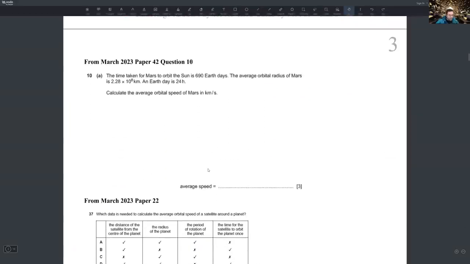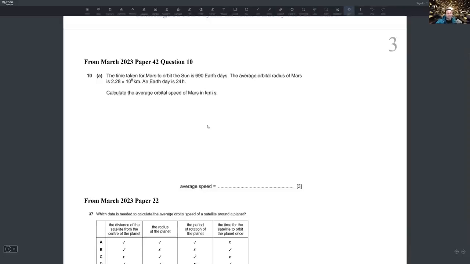The time taken for Mars. Wait, Ahmed. I said if the orbit around the sun is a circle, right? Notice how I said if, didn't I? Because Ahmed is asking, planets orbit the sun in a circle. I said if, because we'll see in a bit that it's not always a circle.